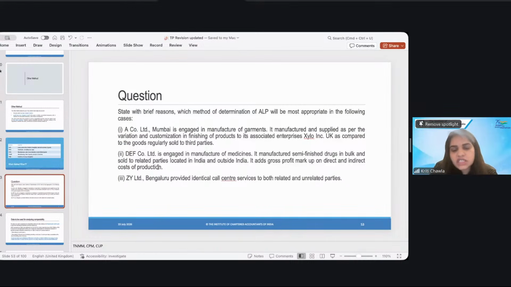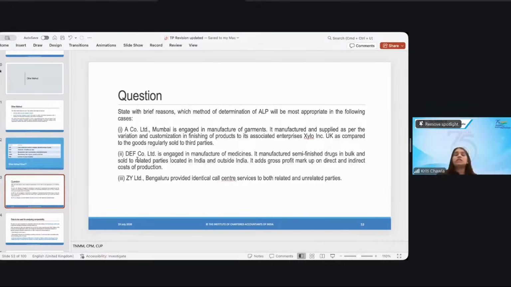Okay, so let's look at the first situation right here. They talk about A Co Limited, which is in Mumbai. It is engaged in the manufacture of garments. It manufactured and supplied, with variation in customization and finishing of products, to its associated enterprise X in UK as compared to the goods regularly sold to third parties. Now, this is where TNMM could be very appropriate because in this situation, you can compute the net profit using the PLI of the controlled transaction and then compare it to the uncontrolled transaction, because the information for the uncontrolled transaction is also provided here.